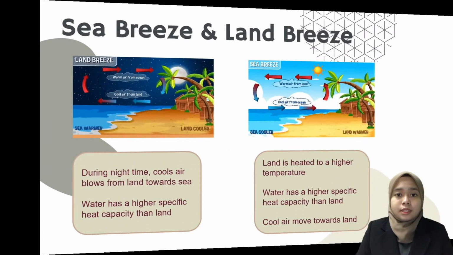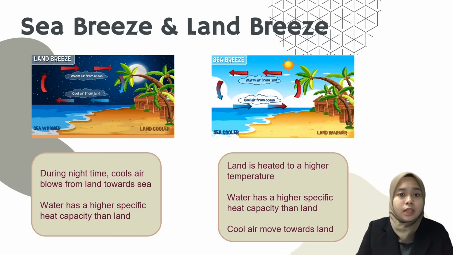Now, what are sea breeze and land breeze? For the land breeze, during nighttime, land breeze is a natural breeze that blows from the land towards the sea. Both sea and land lose heat. However, the sea cools down slowly because it has a higher specific heat capacity than land. This causes cool air to move towards the sea.